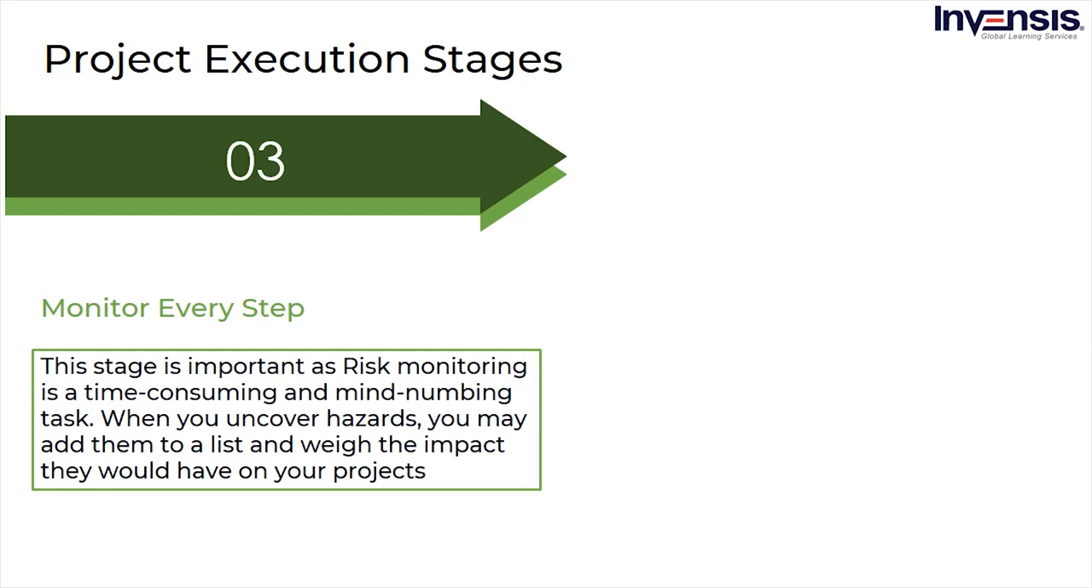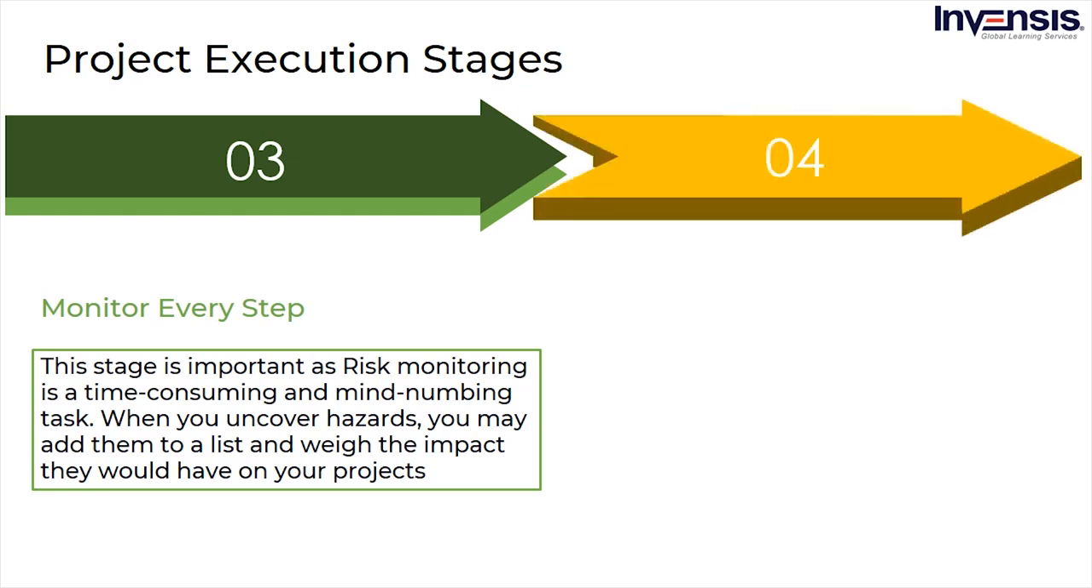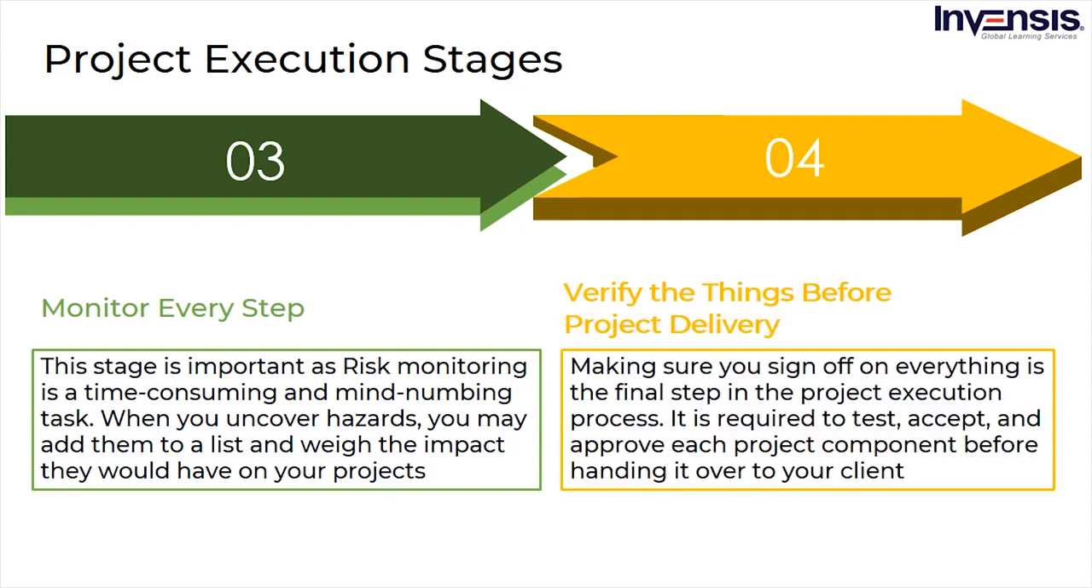This stage is important because risk monitoring is a time-consuming and mind-numbing task. When you uncover hazards, you may add them to a list, assign them a likelihood, and weigh the impact they would have on your projects using a program like Teamwork. The last stage is to verify things before project delivery. Making sure you sign off on everything is the final step in the project execution process.